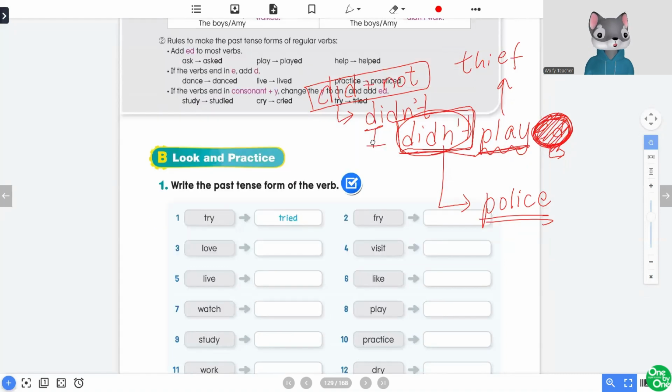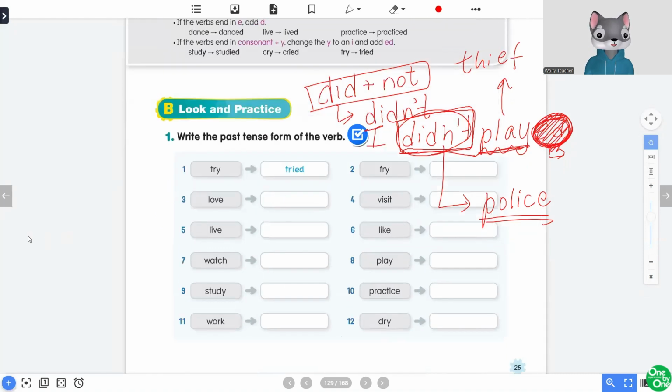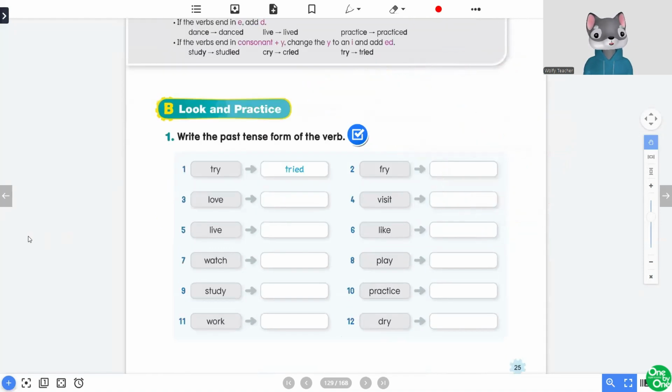Let's go over to the question so that we can practice. Now, we have the word over here. If I have fry, remember at the end the word ends with a y, and in front we have a consonant.